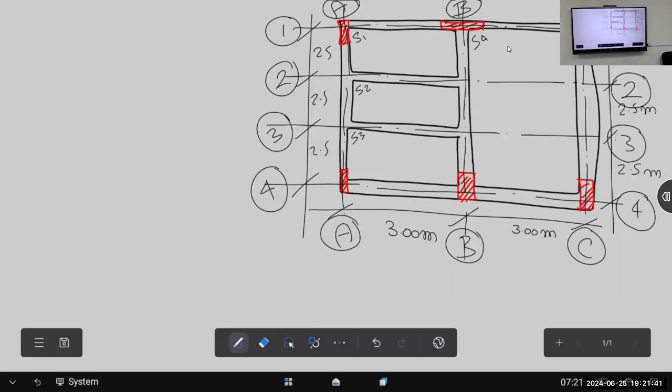How many beams do we have in slab S1? 4. Where is the main beam? Which one? I will show you here: B1, B2, B3, B1. Correct or not?